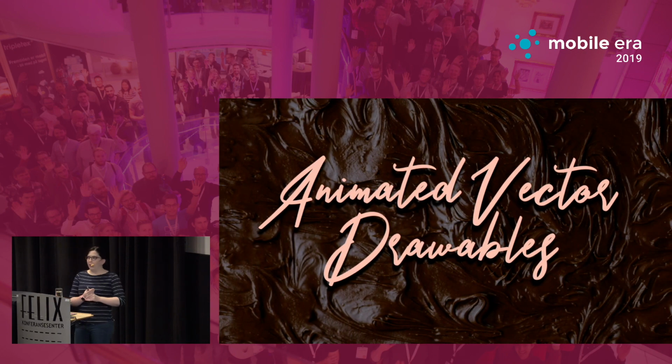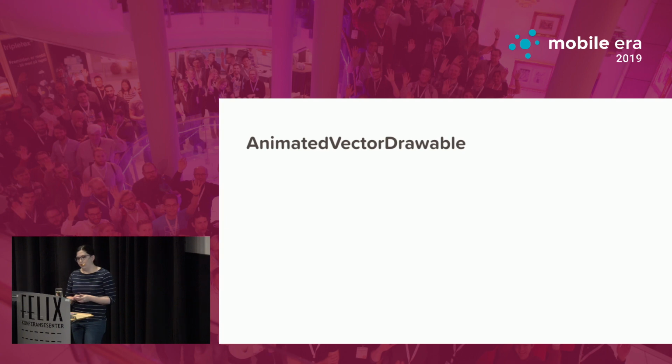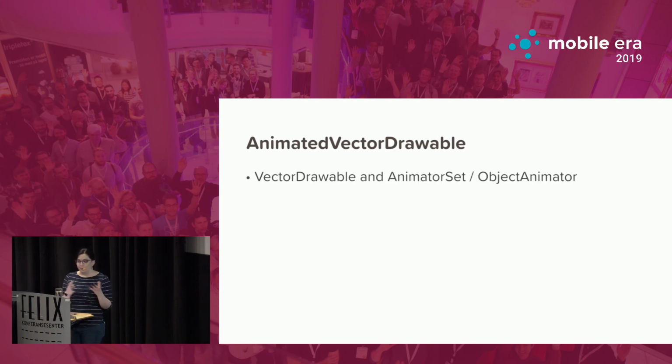Okay, so let's talk about the first type, which is animated vector drawables. So what is an animated vector drawable? Well, it is a vector drawable with an animator set or object animator included in it. And now at this point, you're probably asking, well, what is a vector drawable? I don't know what that is.